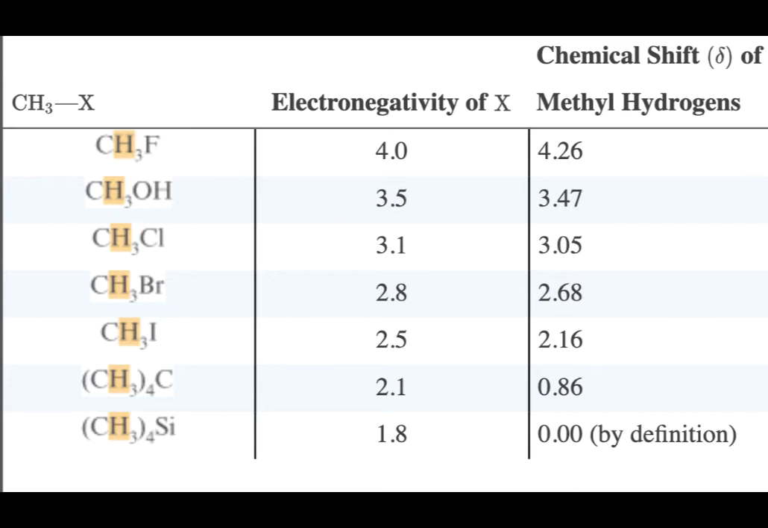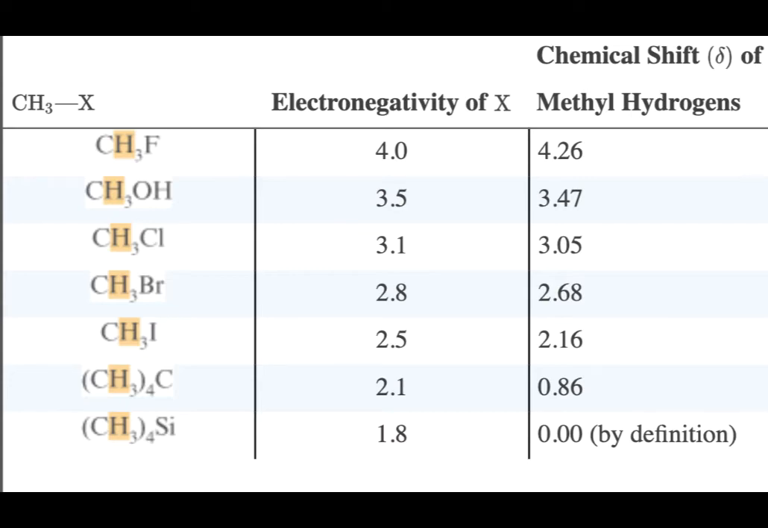But look at the difference. The chemical shift from methyl fluoride, 4.26, and then as you go down to methyl chloride, methyl bromide, iodomethane, methyl iodide is another name for that compound, you see a decrease in the chemical shift as you work your way down the group in the periodic table.